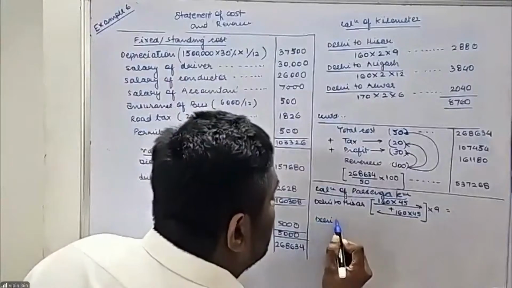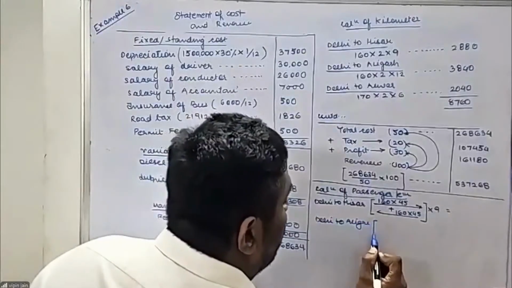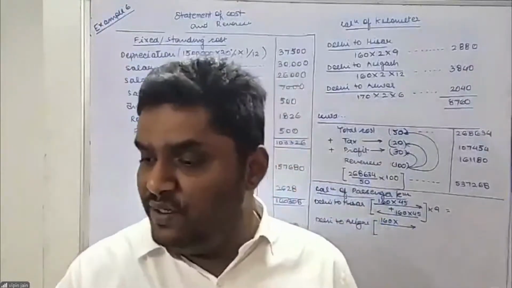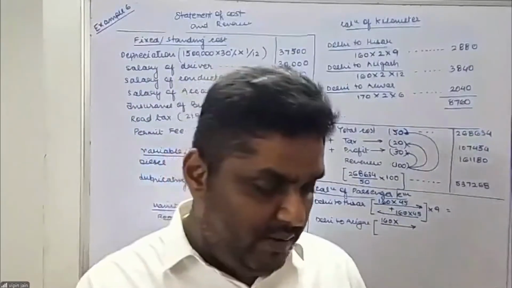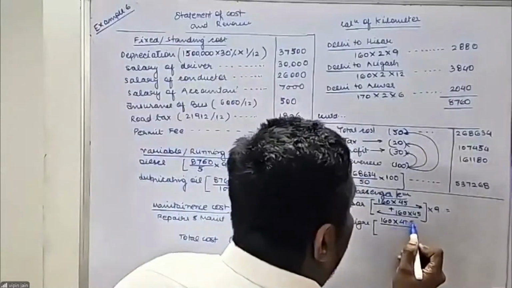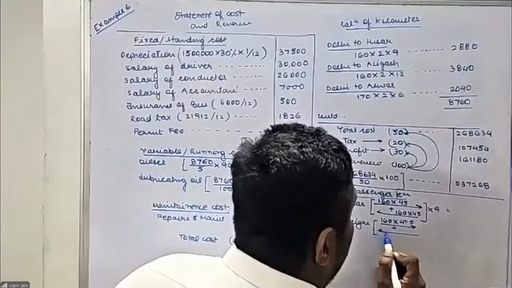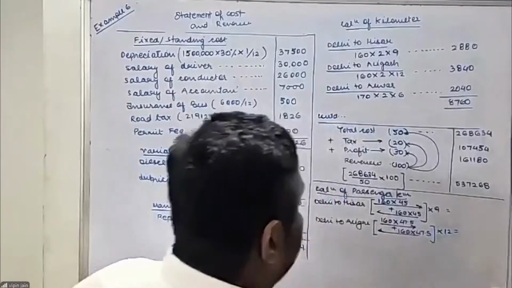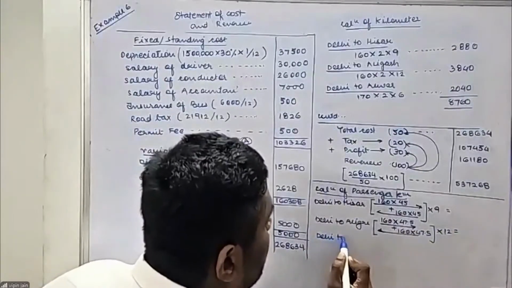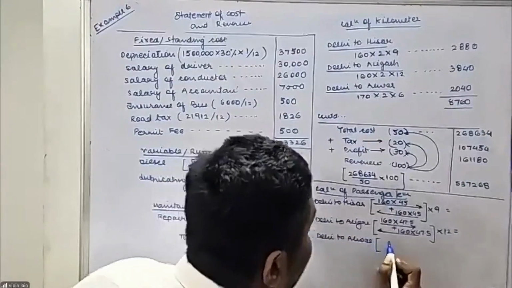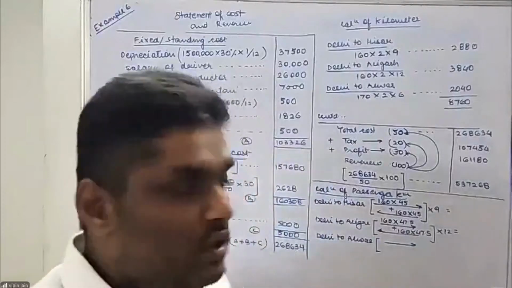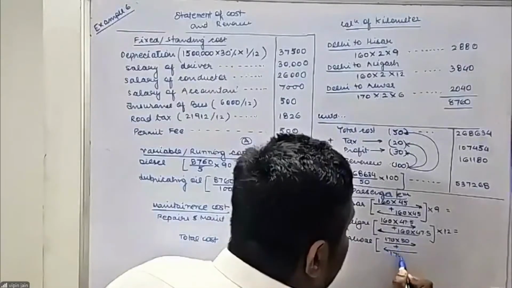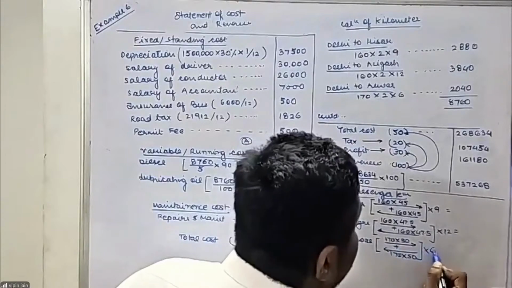Similarly, Delhi to Aligarh, 160 kilometers with how many passengers? The occupancy is 95%. So 50 into 95%, that is 47.5. And in return also, it is 160 into 47.5 multiplied by 12 times in a month. And same goes with Delhi to Alwar also. The occupancy in case of Alwar is 100%. So 170 kilometers with 50 passengers, and in return also 170 kilometers with 50 passengers into 6 times in a month.